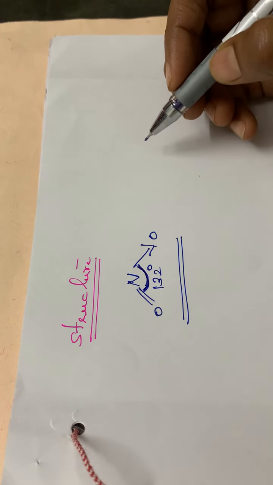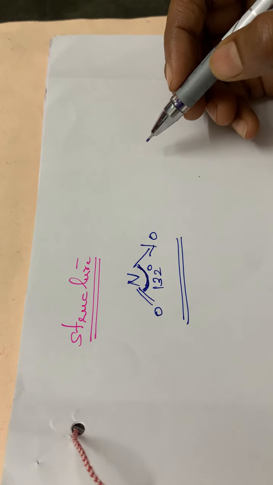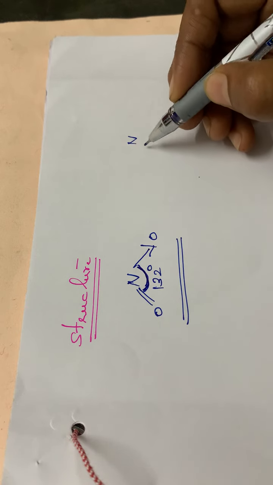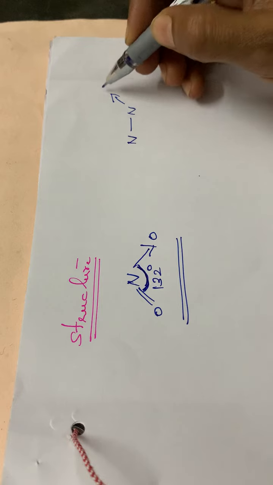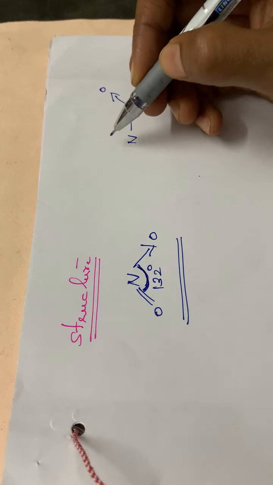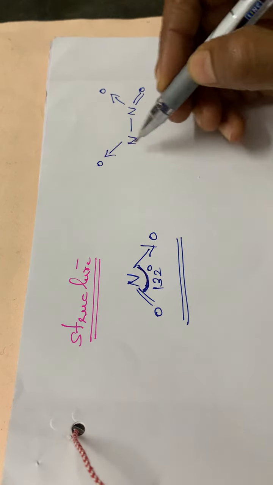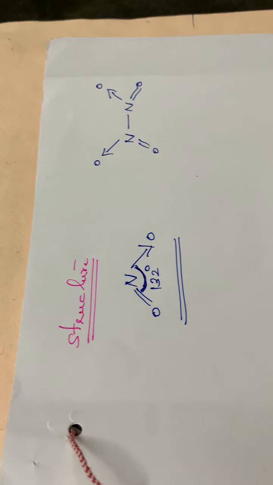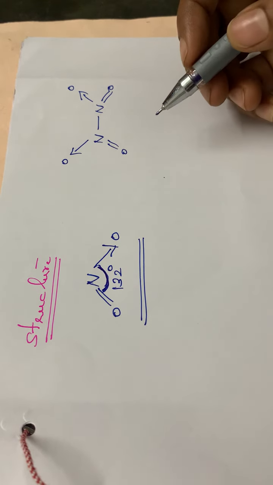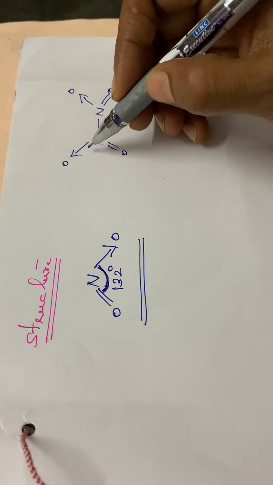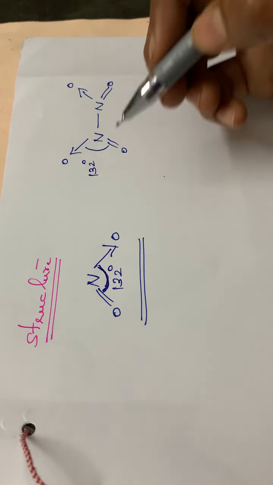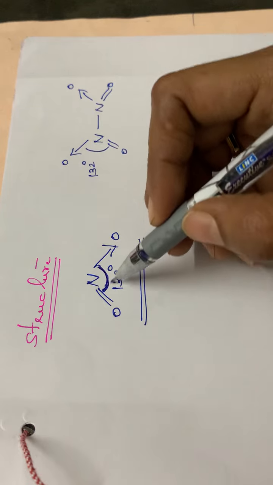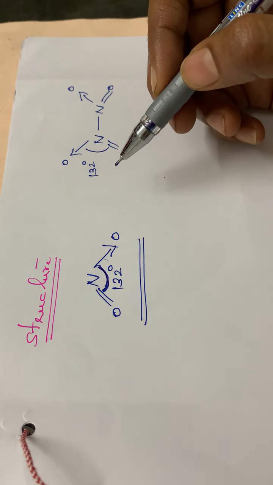Then coming to the structure of the dimer, that is dinitrogen tetroxide. The structure will be like this: N, single bond N, then coordinate bond O, then double bond O, again coordinate bond O, then double bond O. Okay, so this is the structure of the N2O4 molecule. Again, this bond angle will be 132 degree, same as the case of the NO2 molecule.